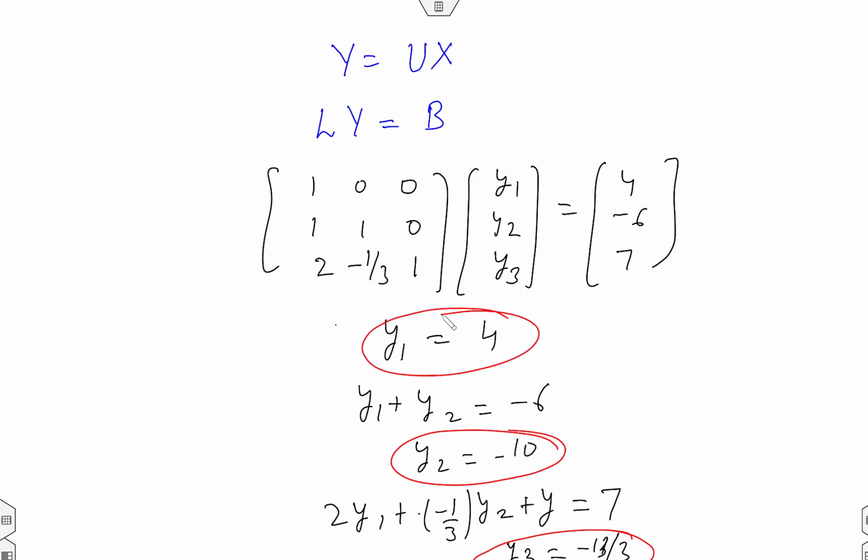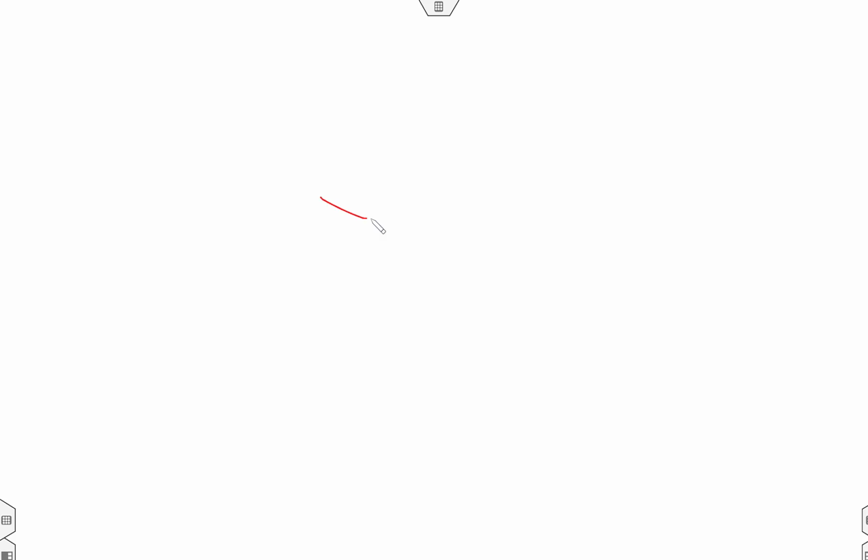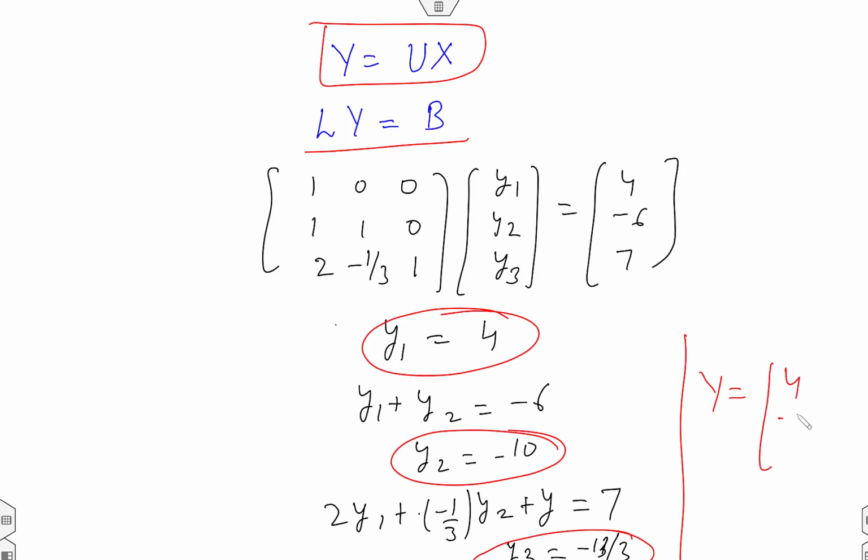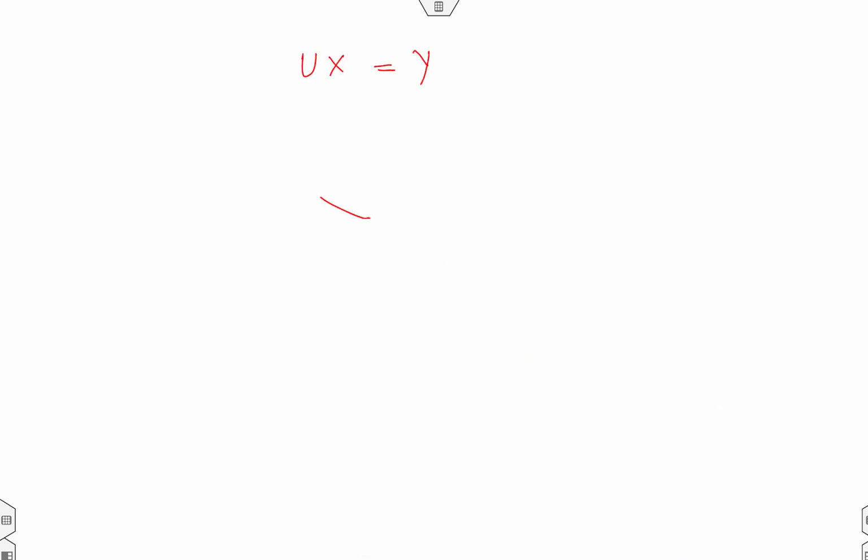After getting these values, we will use them to compute x, using Ux equal to y, as we assumed. We have computed y, so the vector y is 4, minus 10 and minus 13 upon 3. These are y1, y2, y3, the components of the vector y. So now we'll use Ux equal to y.